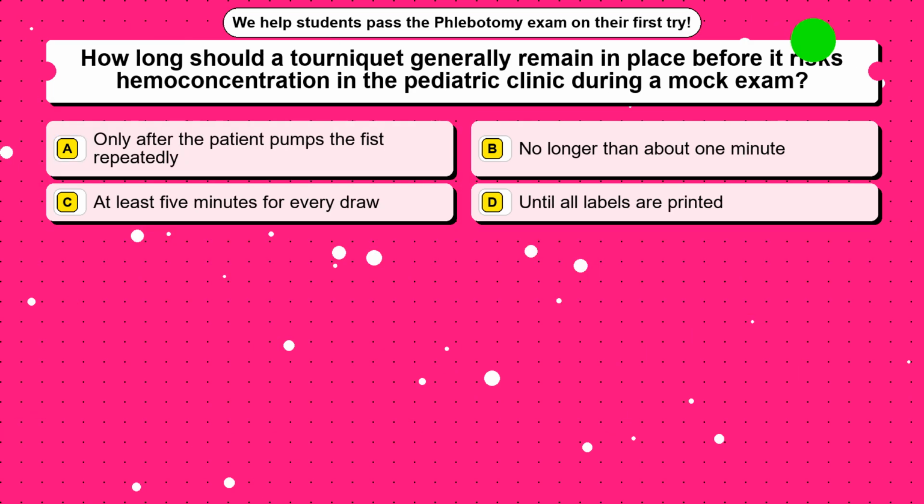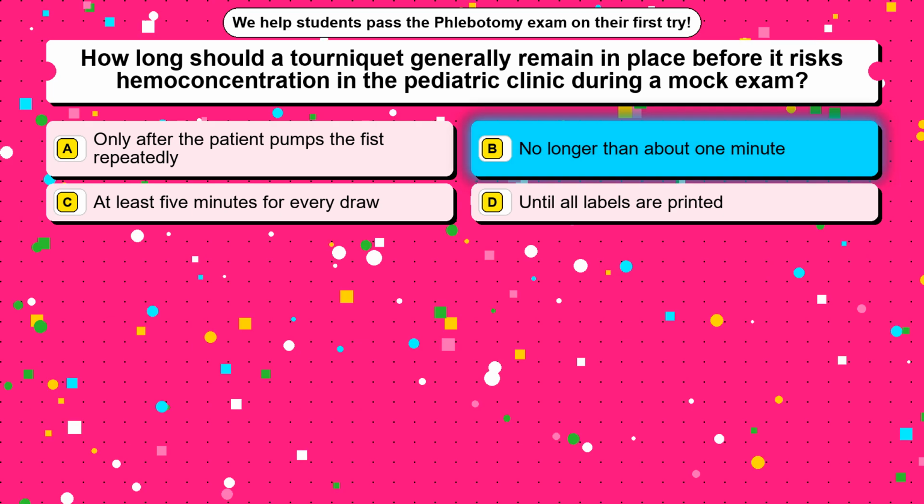Question 31. How long should a tourniquet generally remain in place before it risks hemoconcentration in the pediatric clinic during a mock exam? Option A. Only after the patient pumps the fist repeatedly. Option B. No longer than about 1 minute. Option C. At least 5 minutes for every draw. Option D. Until all labels are printed.